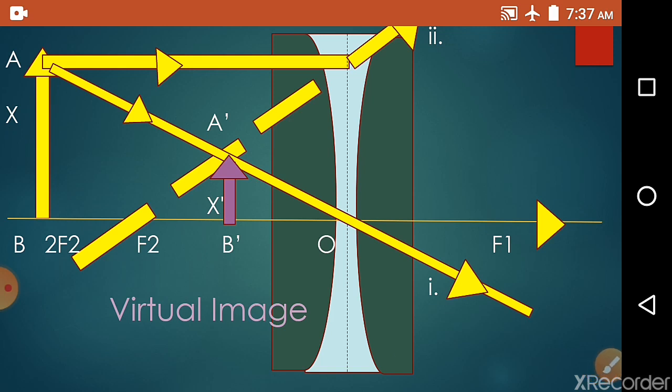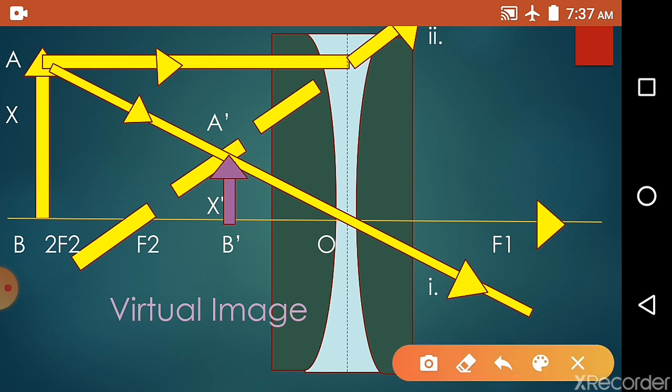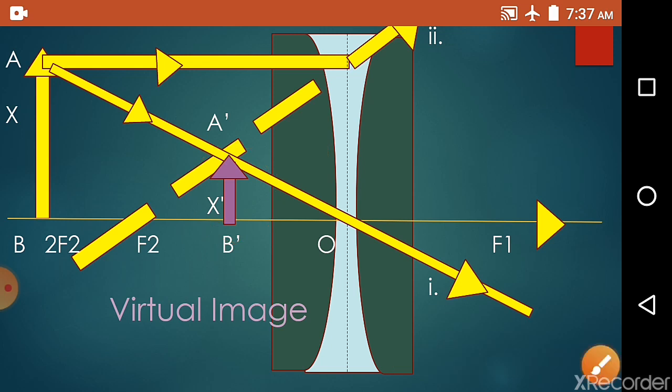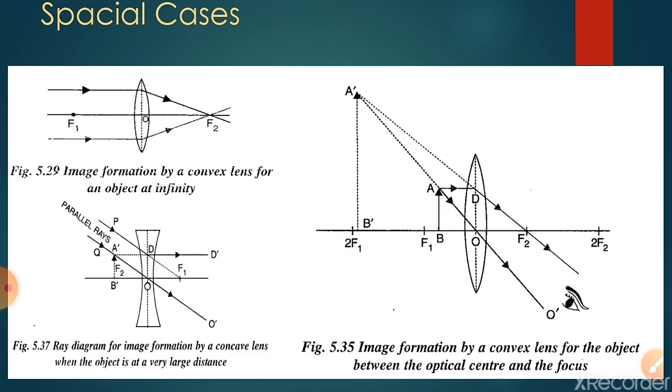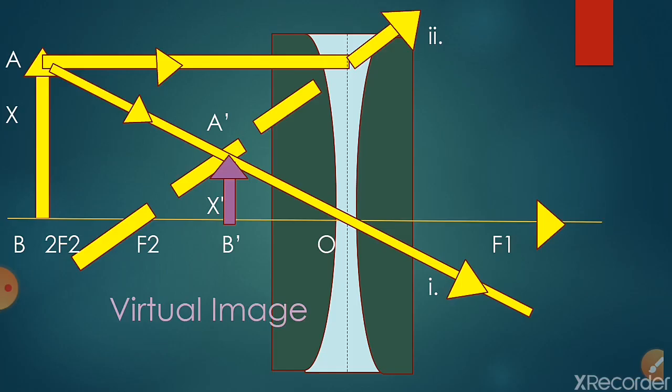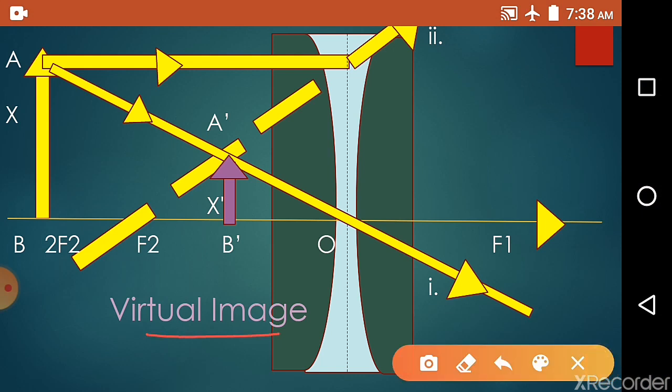Why is it a virtual image? Because the image actually appears to be inside the lens, like in a plane mirror. But actually there is no image there. It is just a virtual image that we can see inside the lens. So it cannot be obtained on any screen, and it is always upright, erect like the object. And one more thing: the virtual image is always on the left side of the lens, whatever lens it is, concave or convex.